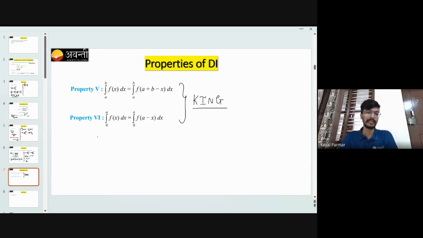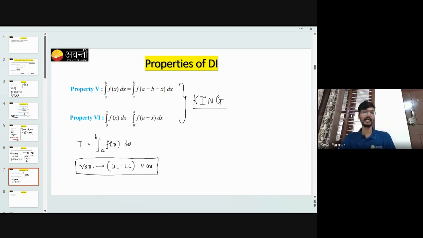What does this say? If my integral I is from a to b of f of x dx, then I can replace the variable by upper limit plus lower limit minus variable. That means I can replace x by a plus b minus x. After replacing this, my I will remain the same. It will not change. But my integrand will now become f of a plus b minus x dx.